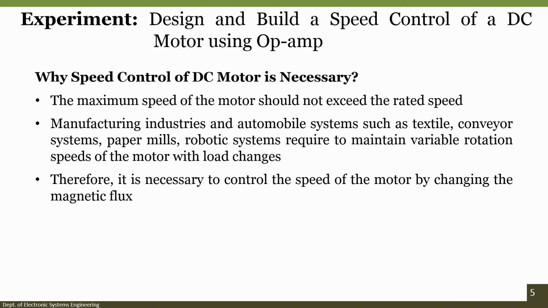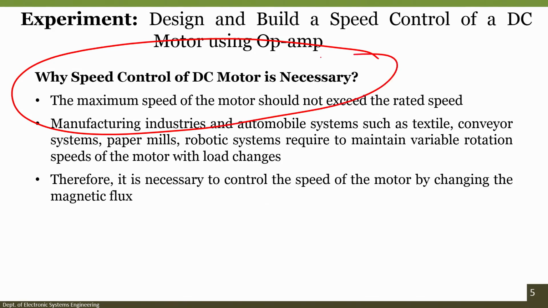Second, manufacturing and automobile industries, as you see in the slide, such as textile, conveyor systems, paper mills, and robotic systems, require variable rotation speeds with load changes. That is very important. Therefore, it is necessary to control the speed of a motor by changing the magnetic flux, and that is why we have to understand how we can control the speed of a DC motor.